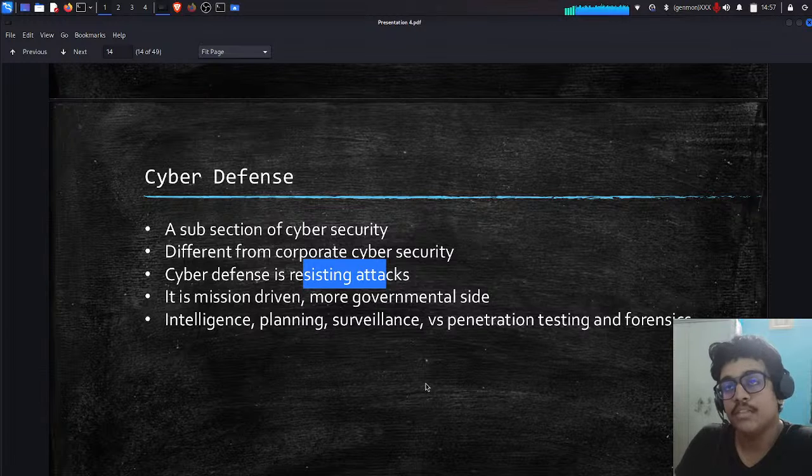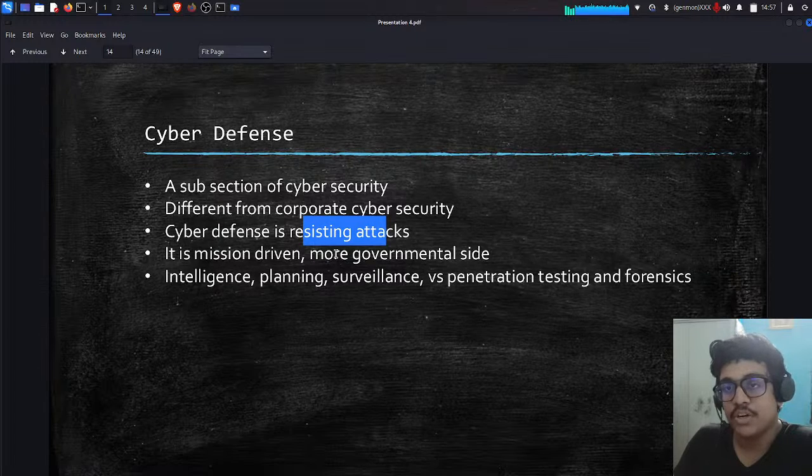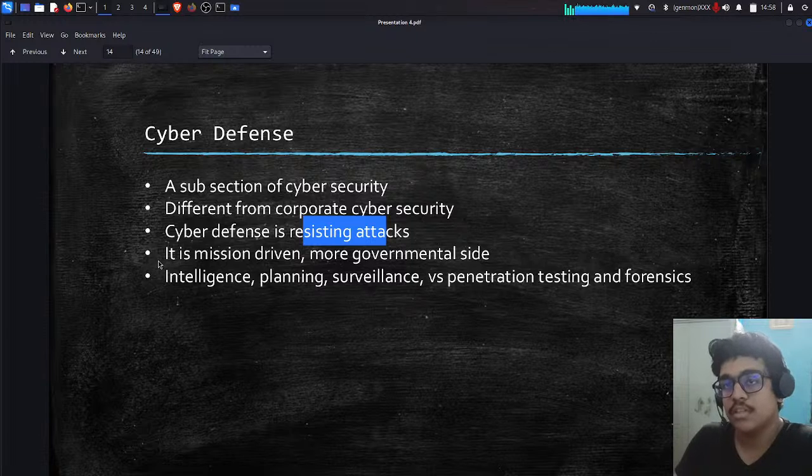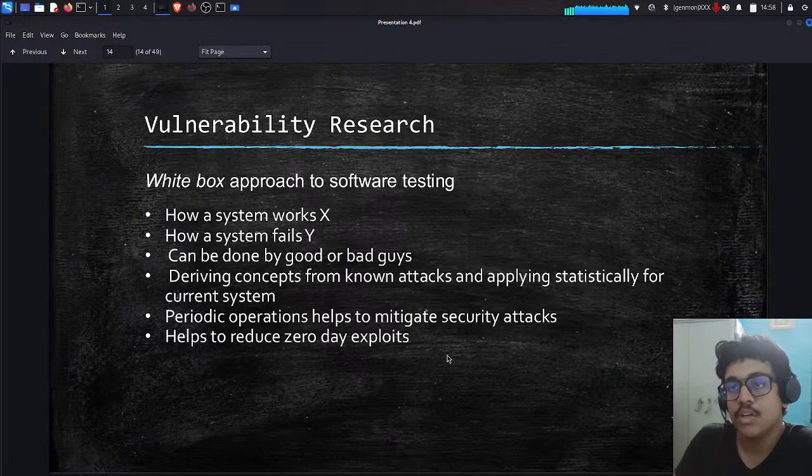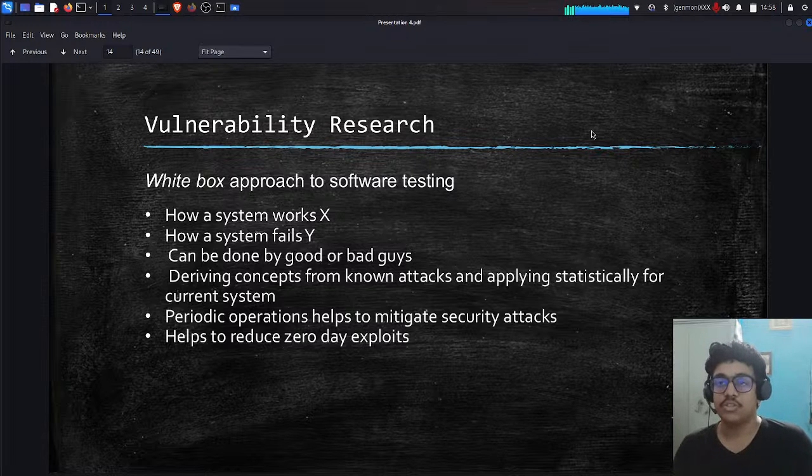Employees of the companies should be skilled and trained in order to be safe online. It is mission driven and more on the governmental side: intelligence, planning, surveillance. Penetration testing and forensics are the branches which use cyber defense. The next topic we have is vulnerability research.